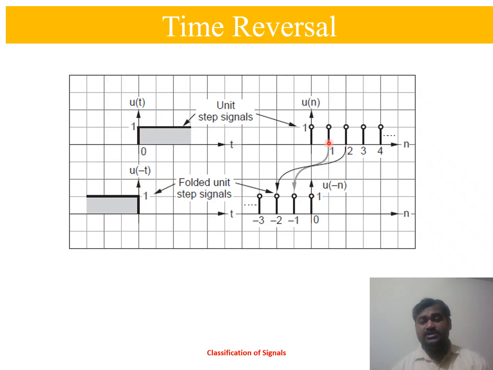Similarly, u of n is a unit step discrete time signal. Again, if time reverses, the signal present at plus 1 goes to minus 1, and the signal present at 2 goes to minus 2. This means folding u of minus n is multiplying the time axis by minus. Plus 1 becomes minus 1, plus 2 goes to minus 2, plus 3 goes to minus 3, plus 4 goes to minus 4, and it goes on. This is known as time reversal, or it can be called time folding.